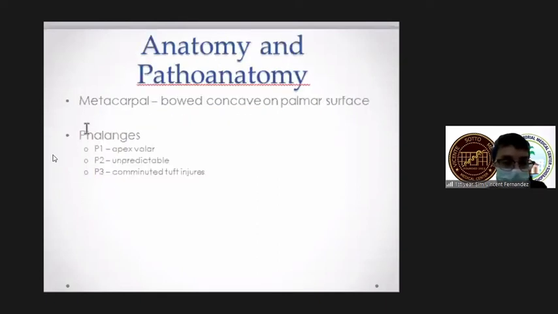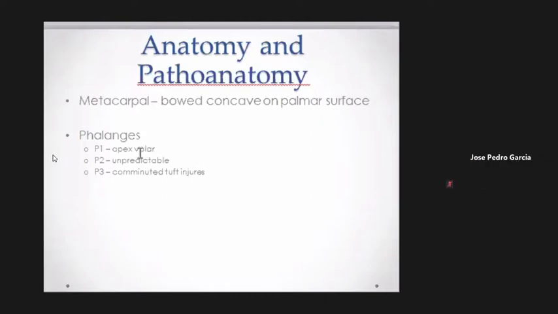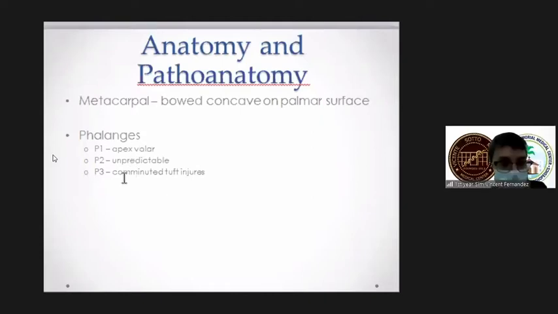So for anatomy and pathology, your metacarpal is bowed concave on the palmar surface, and your phalanges are named P1, P2, P3. You have deforming forces that usually deform your proximal and distal segments in a more or less predictable pattern. So your P1, or the first phalanx, would be deformed into apex palmar angulation, and then for your P2, it's usually unpredictable.